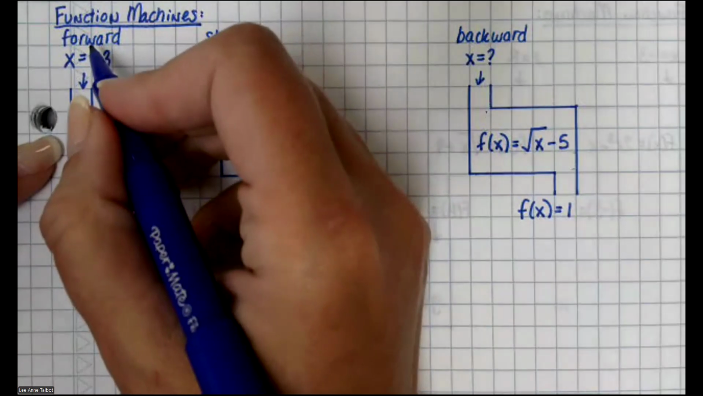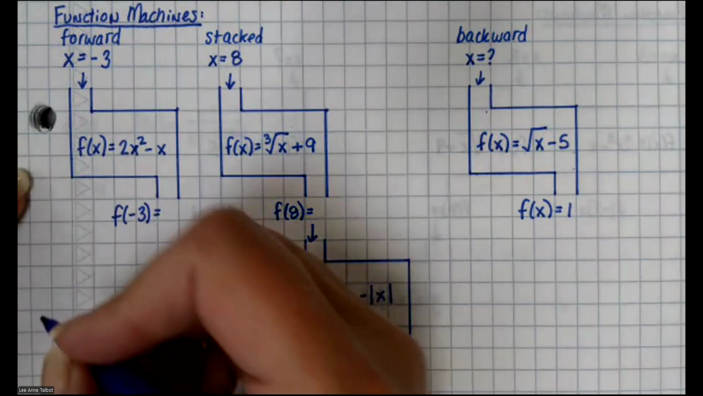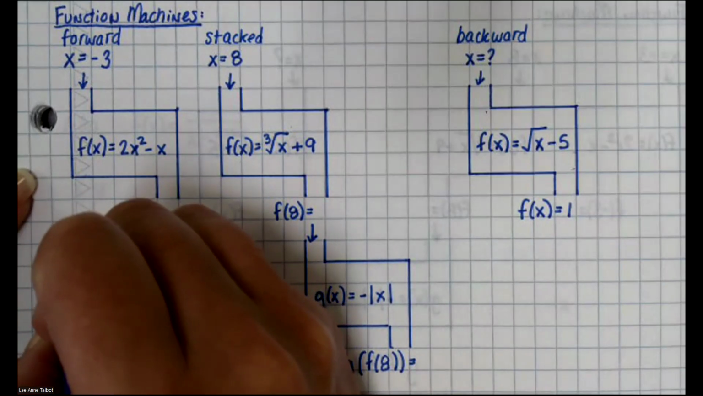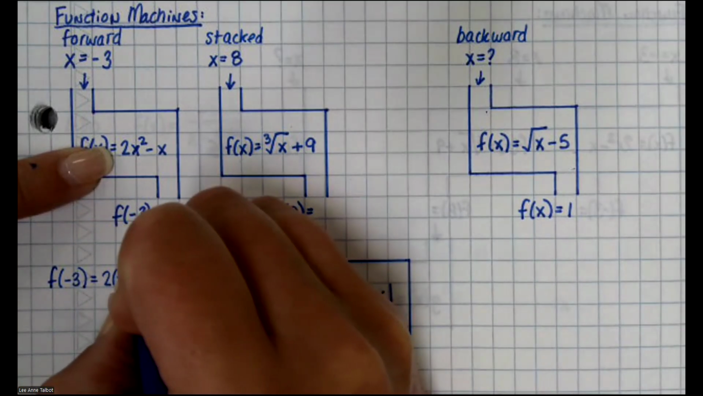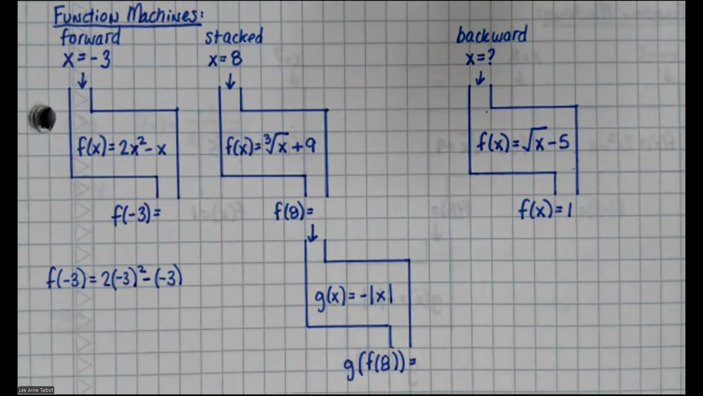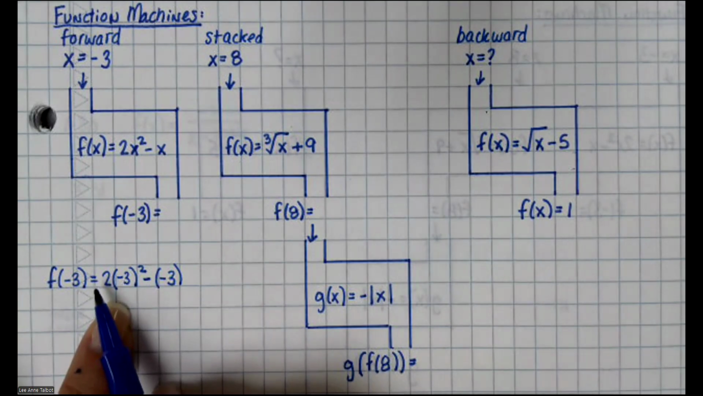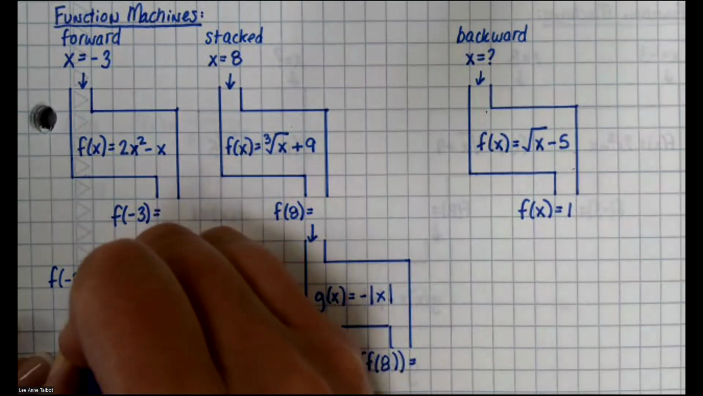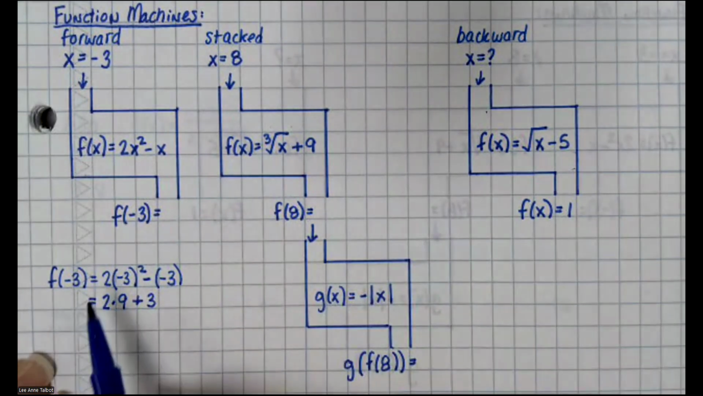Okay. Forward function machine says take -3 and plug it in everywhere there's an X. So down here, I'm going to put f of -3 equals 2 times (-3) squared minus (-3). Be really careful, put parentheses in everywhere. And this is actually funny, one of the things we were working on in Math 1 today, we really want to make sure that you do the exponent first, then times. Really important. So I'm actually going to write 2 times 9 plus 3. I want you to see where that came from.